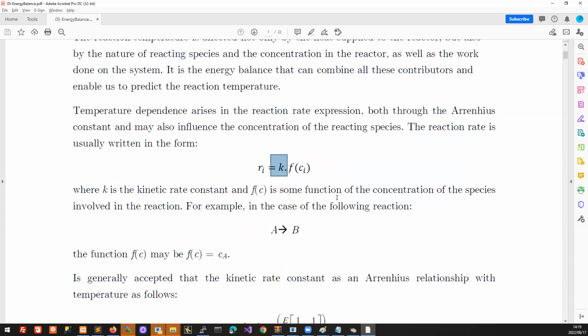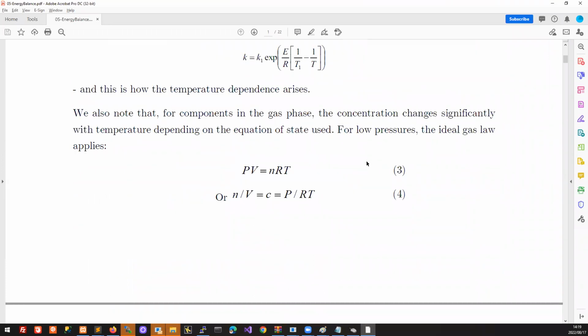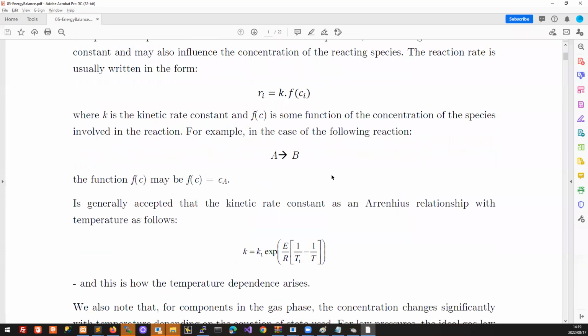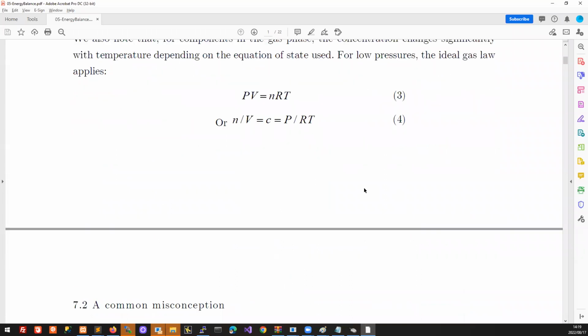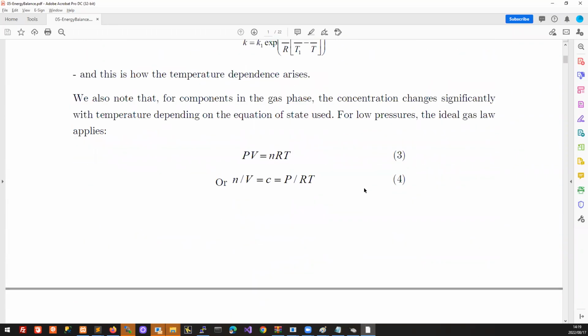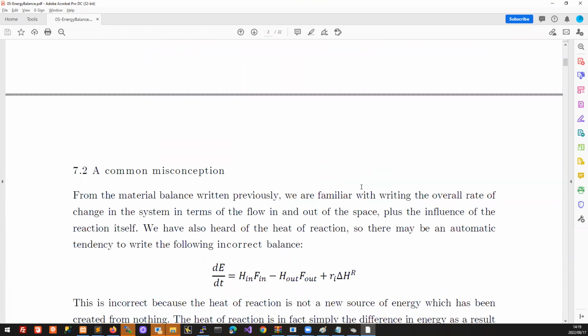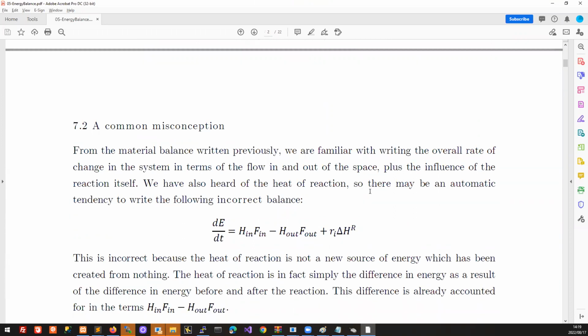Then also there are some reactions, well, gas phase reactions, where we know that the concentration does change with temperature as well. If you have a gas phase, even if the pressure is low enough to use the ideal gas law, you can still see that the concentration is a function of temperature. So for two separate reasons, your reaction rate is going to change with temperature. And of course, our balance is then dependent on T and the reaction rate. So we need to revise our balance.